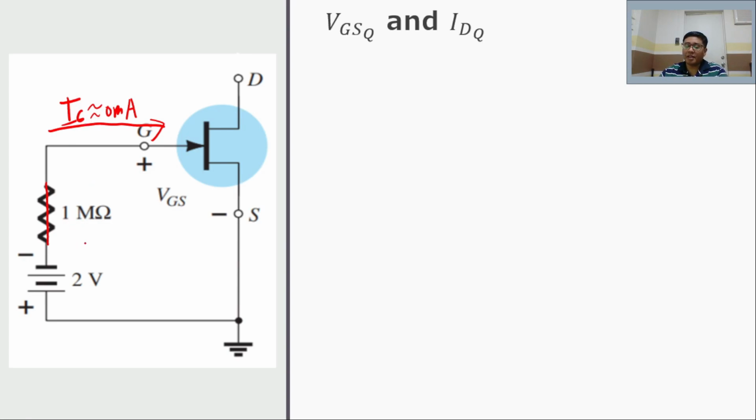If we multiply that by 1 megohm, the voltage across the 1 megohm resistor is still equal to 0 volt. That is why we have a short circuit equivalent for RG.